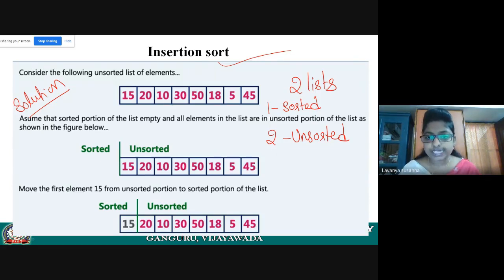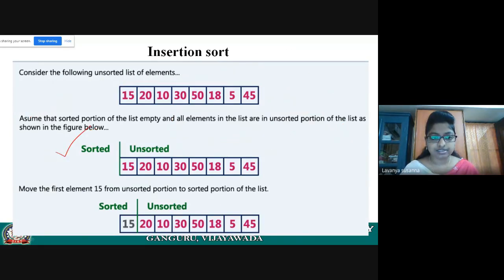Now, you need to assume that all the given elements belong to the unsorted list. You need to maintain two lists. The first list is sorted, the second is unsorted. Keep all the elements in the unsorted list. See this step, you'll understand. Two lists: this is the sorted list and this is the unsorted list. Assume that all the elements belong to the unsorted list.